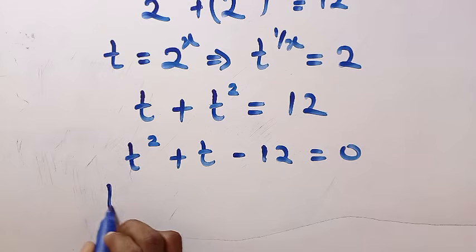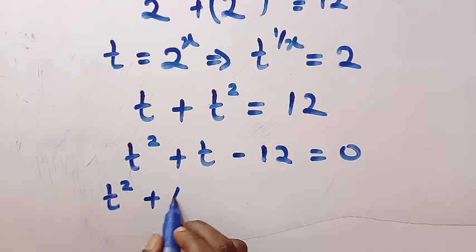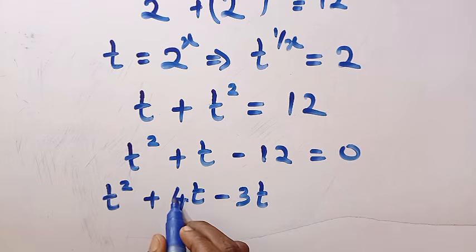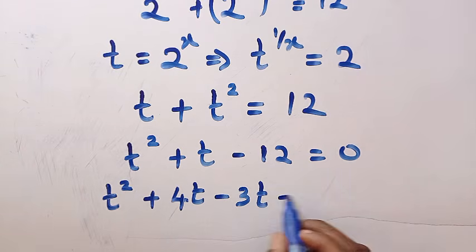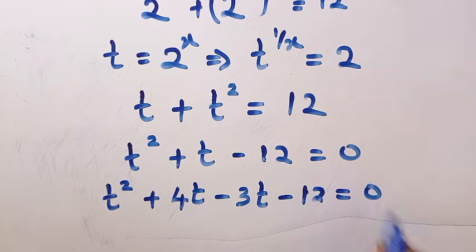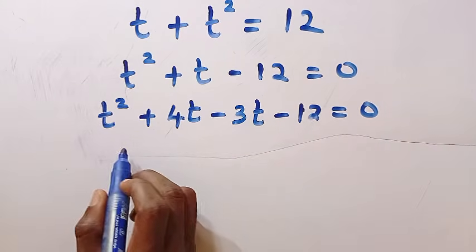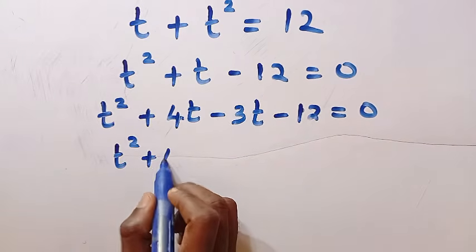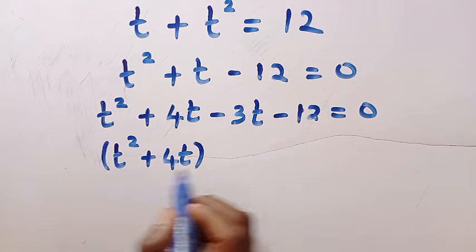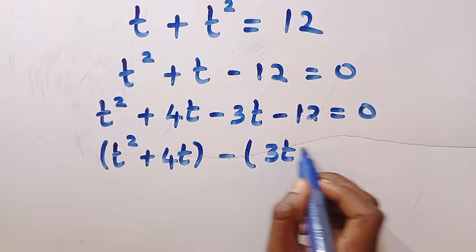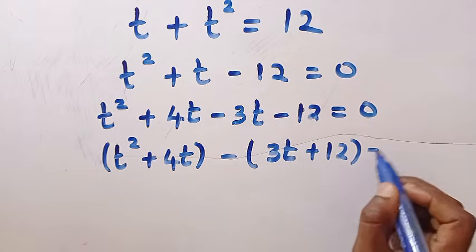So by just replacing it, we have t squared plus 4t minus 3t. 4 minus 3 gives us 1, and 4 multiplied by minus 3 is minus 12. We have this as minus 12 equals 0. So I'm solving this problem step by step. By grouping this together, we have t squared plus 4t in bracket. Then taking out minus from this one, we have this as 3t plus 12 equals 0.